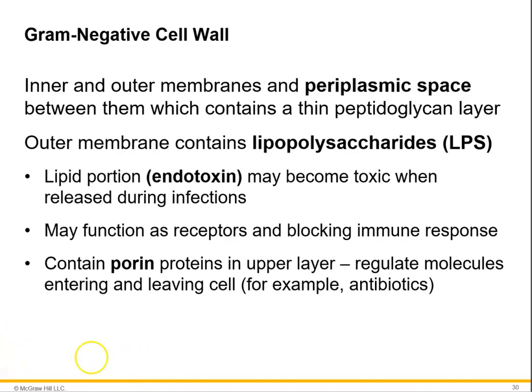The outer membrane also contains porin proteins, and porin proteins are going to regulate molecules coming and going from the bacterium. For example, antibiotics. So porin proteins can regulate the permeability of antibiotics. Porins can affect a bacterium's antibiotic resistance by either allowing or blocking the passage of antibiotics into the cell.